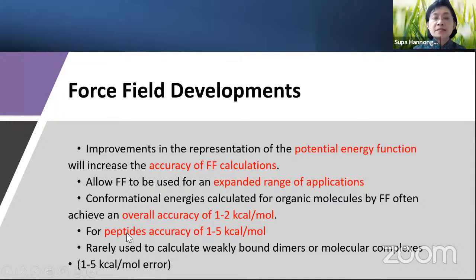And for peptides, the accuracy can be a little wider, from 1 to 5 kcal per mole, because peptides are a very complicated system and not easy to predict. Anyway, in some cases, it's quite nice. And in very rare cases, for example the weakly bound dimers or molecular complexes, sometimes we cannot reproduce or precisely predict them. There are some errors over that. Okay, this is a limitation.